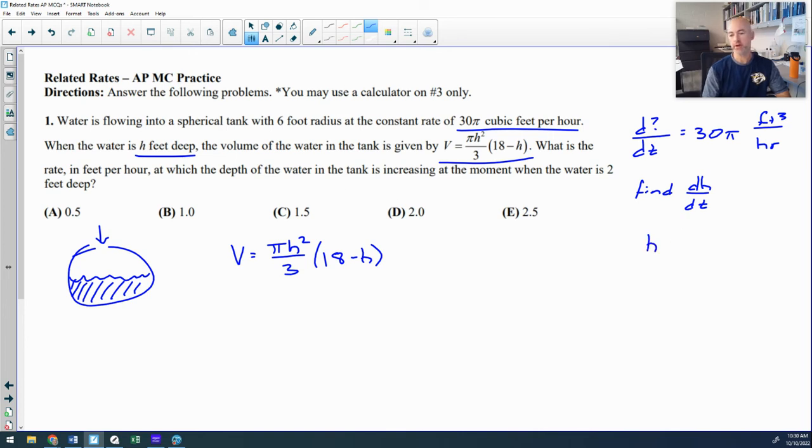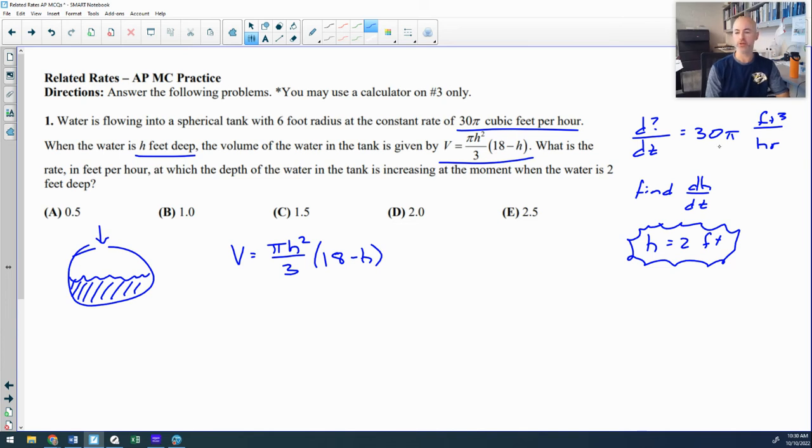So that is a mention of the depth of the water. So when h is 2 feet, and anytime I'm given a direct measurement of something, I always ask myself, is that constant or is it changing? And that is definitely changing. So I want to make sure I hold off. I will not plug in 2 until after I find a derivative.